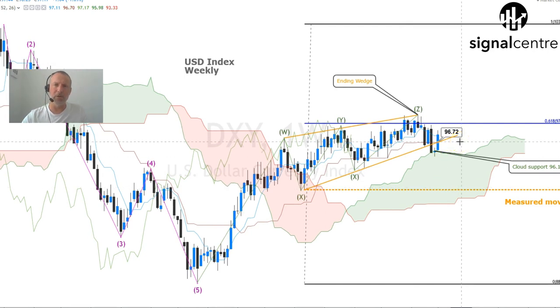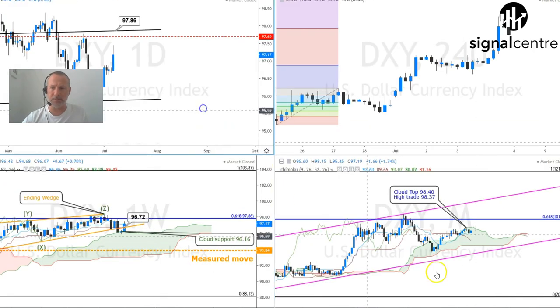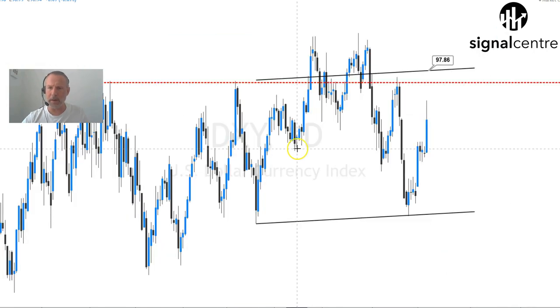Now we had a reverse trendline resistance, so that's the level where we broke out of this wedge formation, and we've retested at 96.72. A move above, or a close above 96.72 basically negates that wedge formation, so it's now regarded as a false breakout. So we need to reanalyze the dollar index.